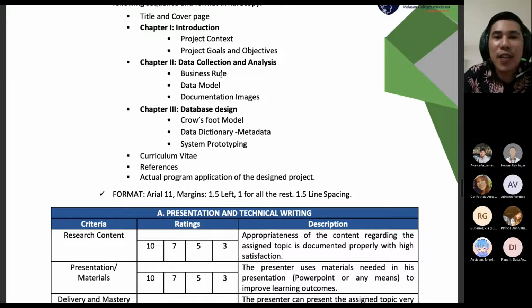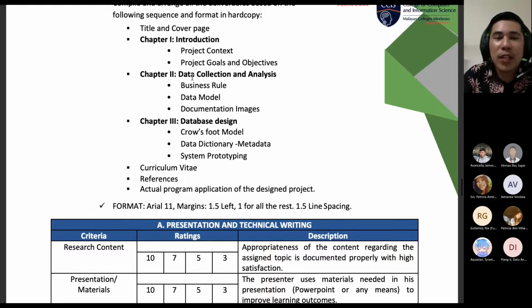So you are going to do introduction, data collection and analysis, and database design. That is chapter 1, chapter 2, and chapter 3.